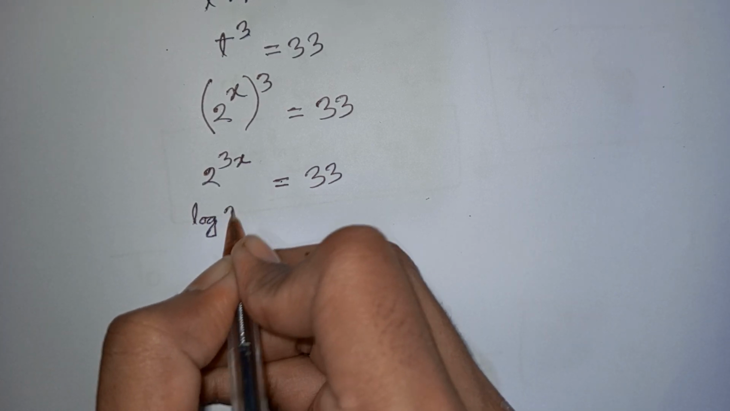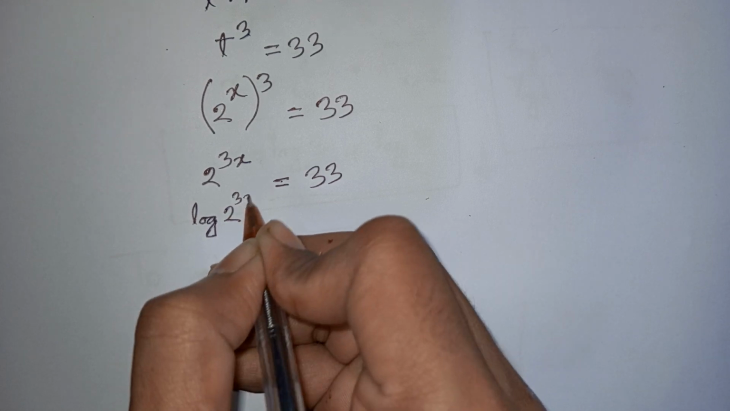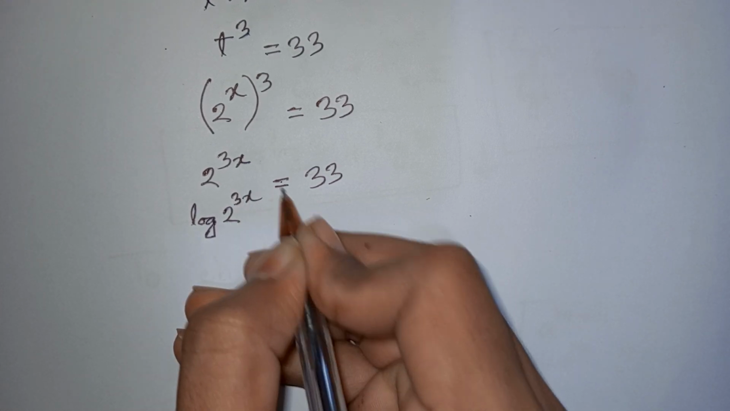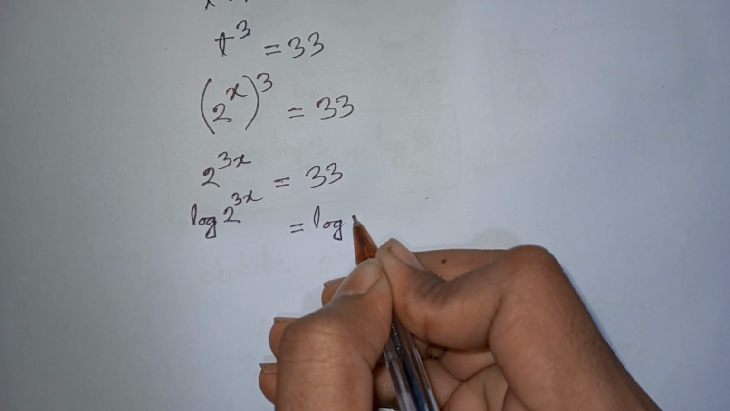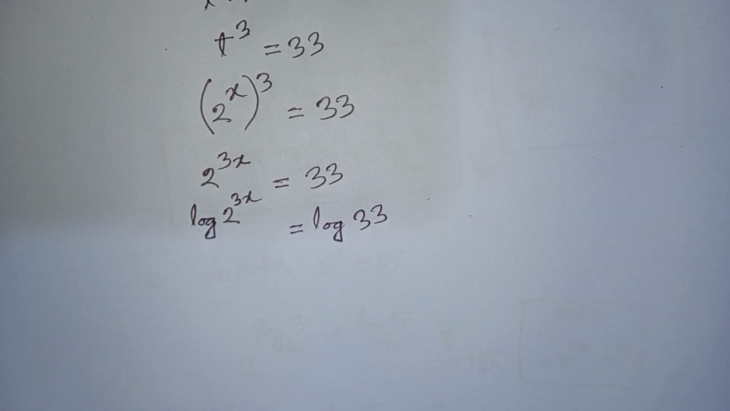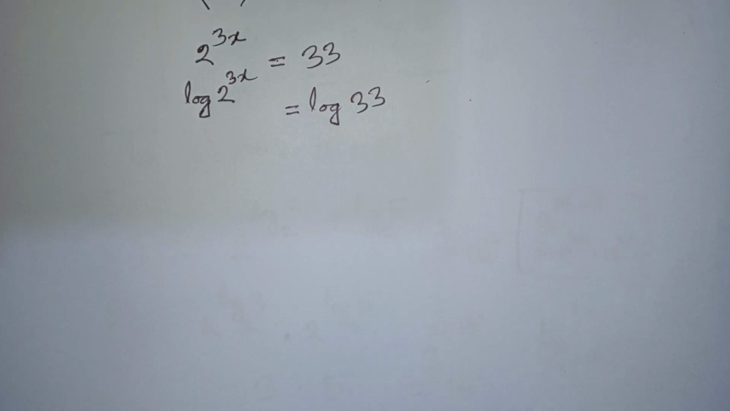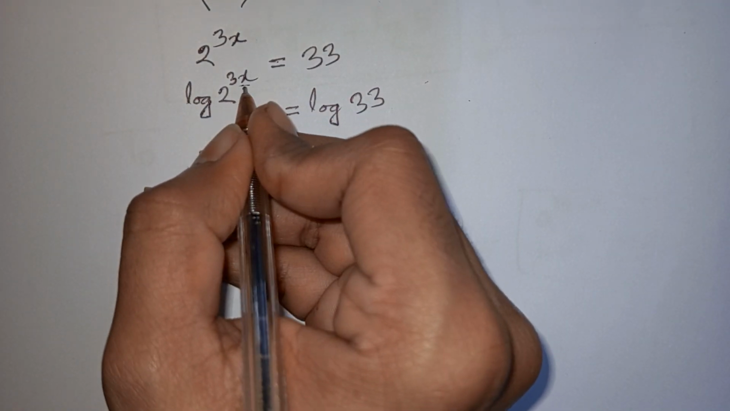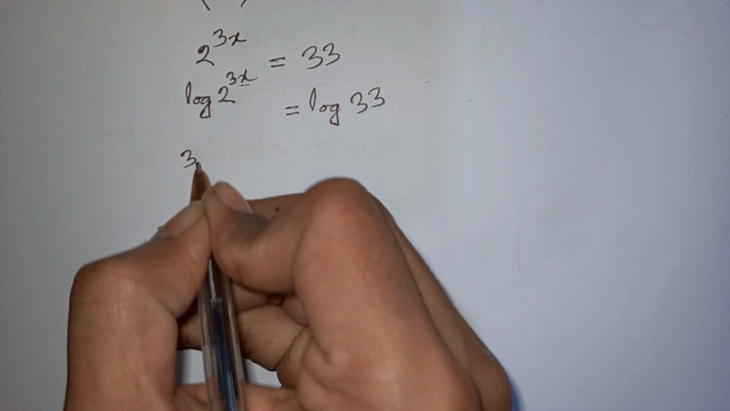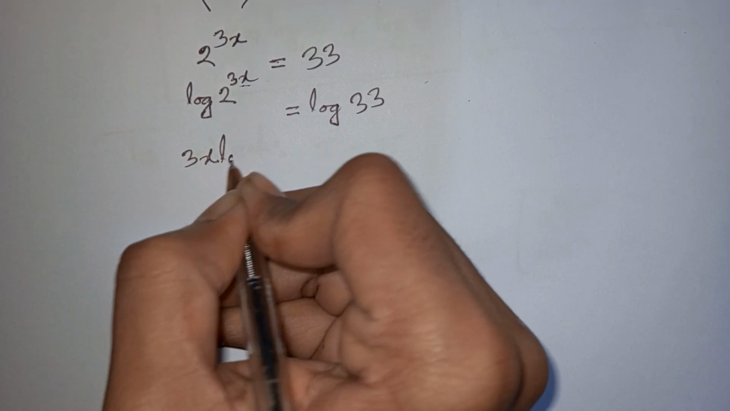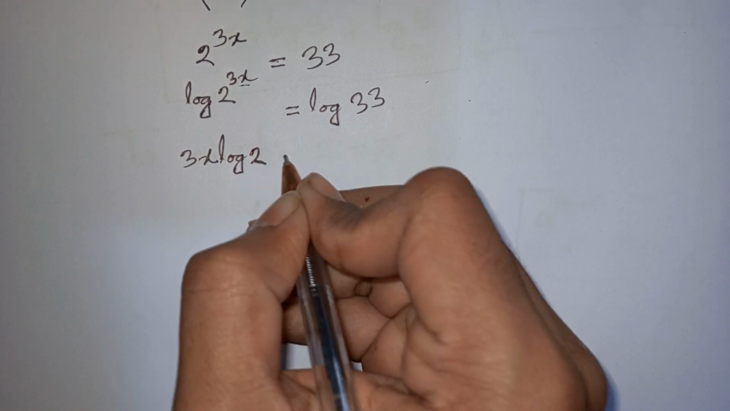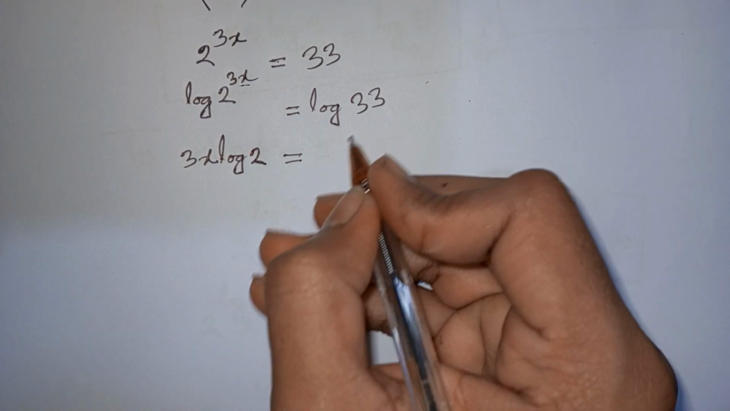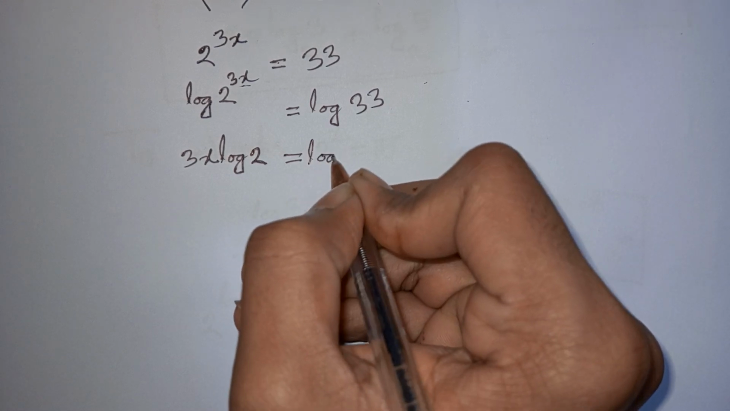So, log of 2^(3x) is equal to log of 33. Now, this power 3x will move to the front. It will be 3x log 2 is equal to log of 33, which can be written as log of 11 times 3.